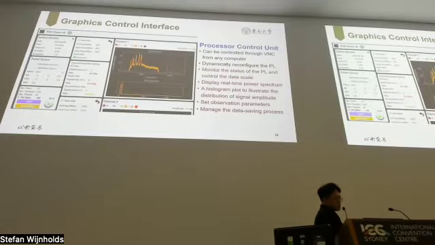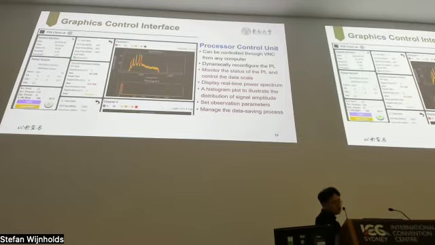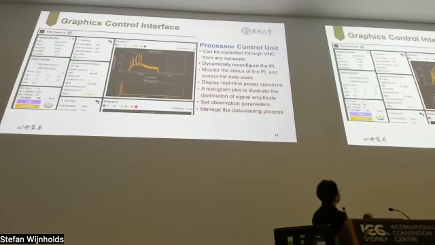And we can monitor the status of the PL, such as the temperature and the voltage. And also we can control the data scale here, monitor it and set the data scale. We also have a real-time power spectrum shown here, and a histogram plot to illustrate the distribution of signal amplitude. And we can also set observation parameters like the telescope characteristics and the pulsar information here.